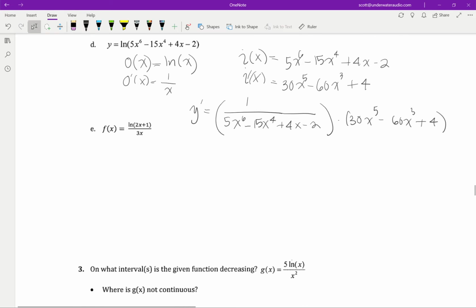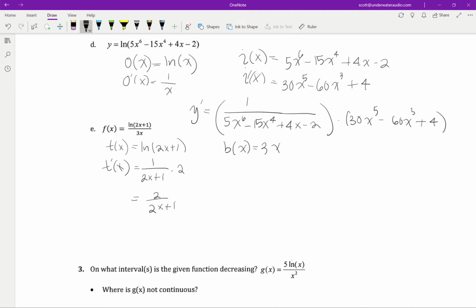Okay, part E. This looks like a quotient rule problem. I have a top, natural log of 2x plus 1, and a bottom of 3x. The derivative of the top is 1 over the inside times the derivative of the inside, which is just 2. So that's just 2 over 2x plus 1.